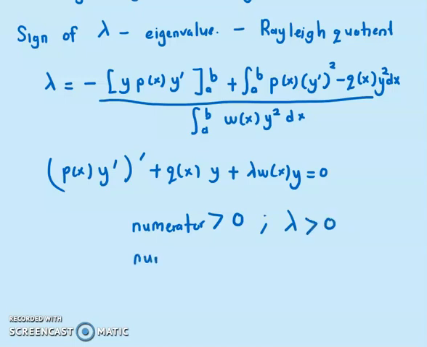If the numerator is less than 0, then lambda will be less than 0. Don't worry about your denominator. This denominator will always be greater than 0, since our omega(x) here is greater than 0, defined on the interval a, b.